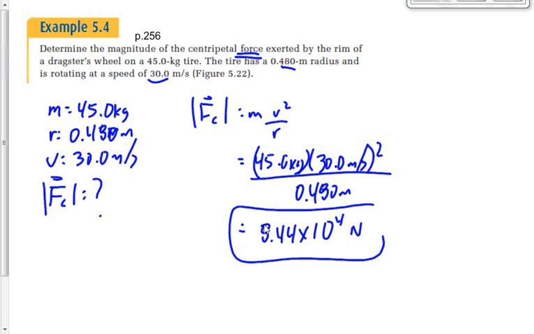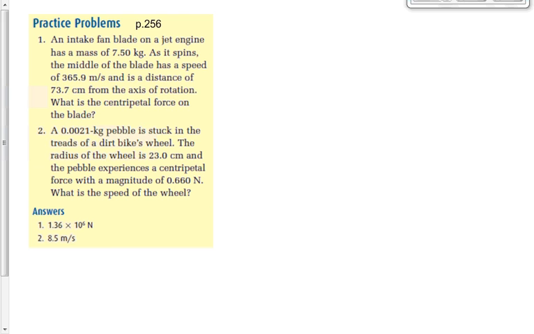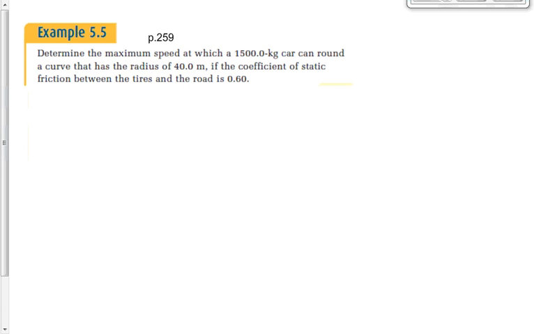Because I don't think you're going to have a whole lot of trouble with it, we're going to do one more example before I give you a chance to work on those. The last example that we're going to do today, it's on page 259, says, determine the maximum speed at which a 1,500 kilogram car can round a curve that has a radius of 40 meters if the coefficient of static friction between the tires and the road is 0.60. This is a harder question. What's the maximum speed that it can go around if we have friction with a coefficient of friction of 0.60?